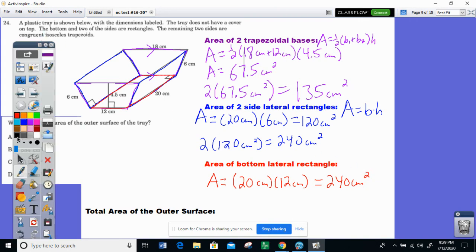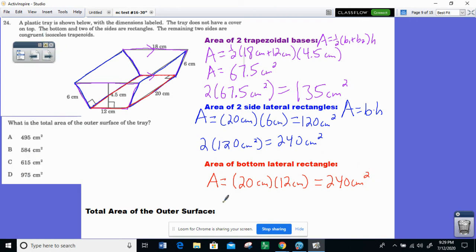So now if we total everything up, we've got 240 square centimeters for the bottom lateral rectangle, plus 240 square centimeters for the two side lateral rectangles, plus 135 square centimeters for the area of the two trapezoidal bases. And that all comes out to give us 615 square centimeters.